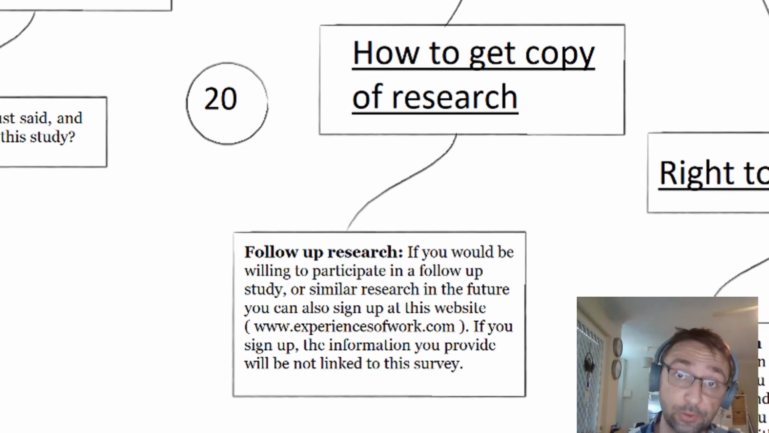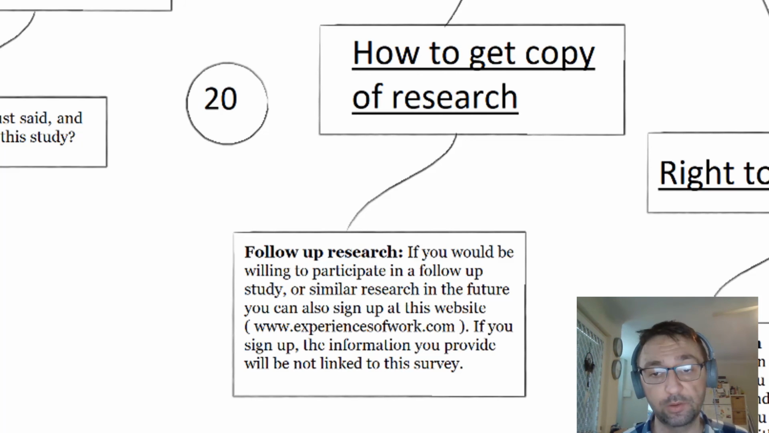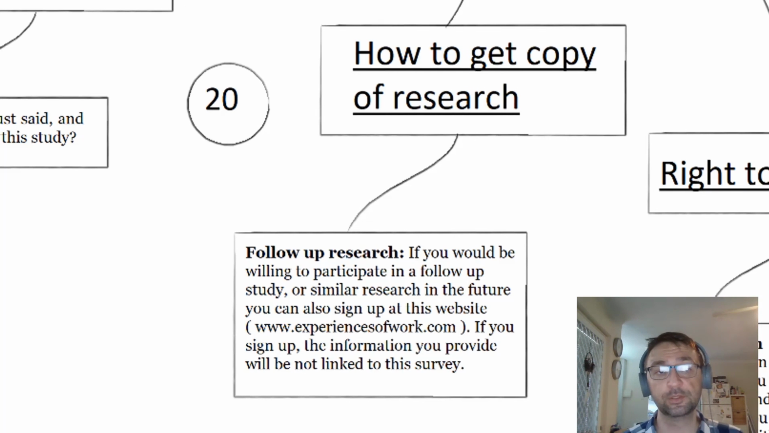Another thing that you have to include in almost all informed consents is if you want a copy of our research, how can they get it? Because this is about empowerment, and this is about making sure that people who are doing part of the research can actually find out about how it's used. So we're building a website, Ryan and I, called experiencesofwork.com, where participants can find out more information about the study and also sign up to the survey and even sign up to be part of follow-up studies.